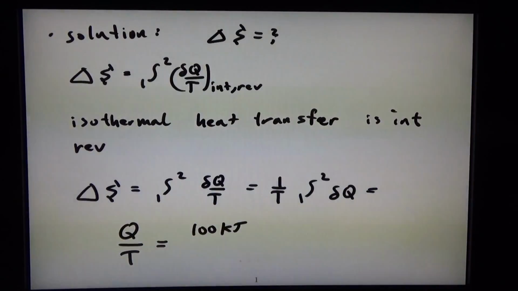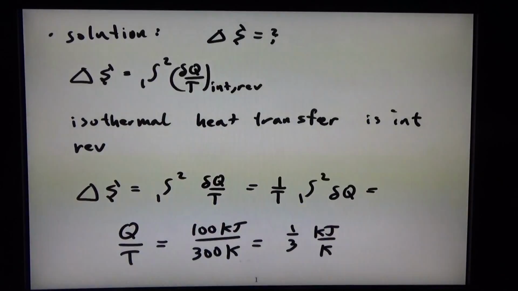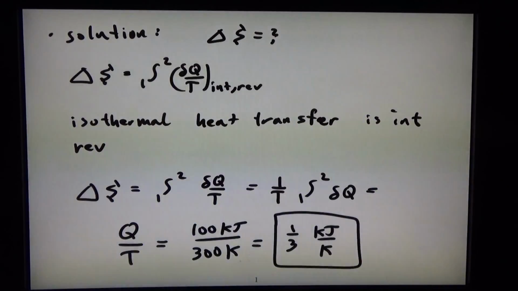Q is 100 kilojoules. Temperature is 300 Kelvin. So we end up with delta S of 1/3 kilojoule per Kelvin. Now we want to make sure whenever we're using this equation, Q over T, that we still follow the sign convention for Q. So Q in this case is positive because it's heat transfer into the system.